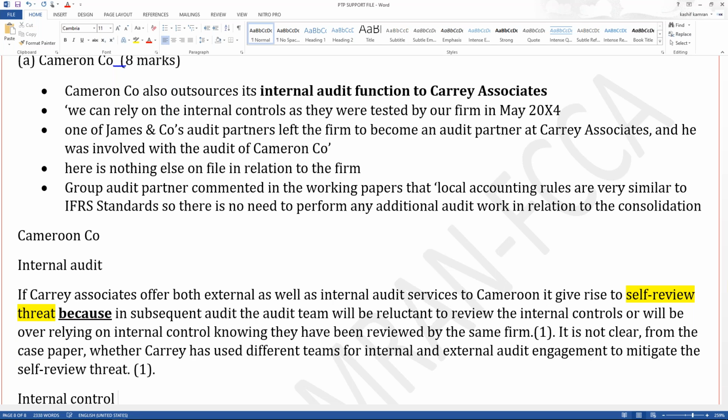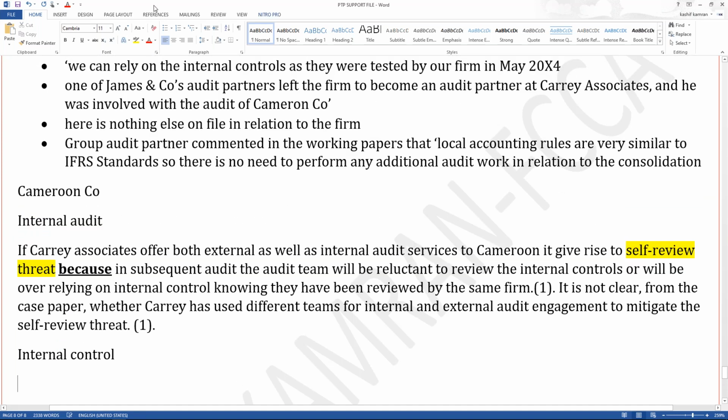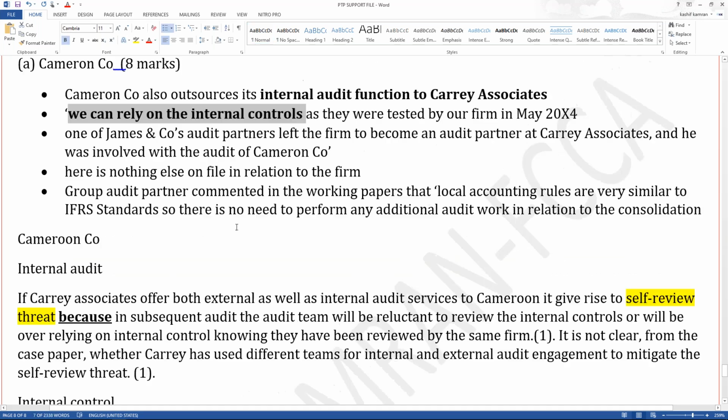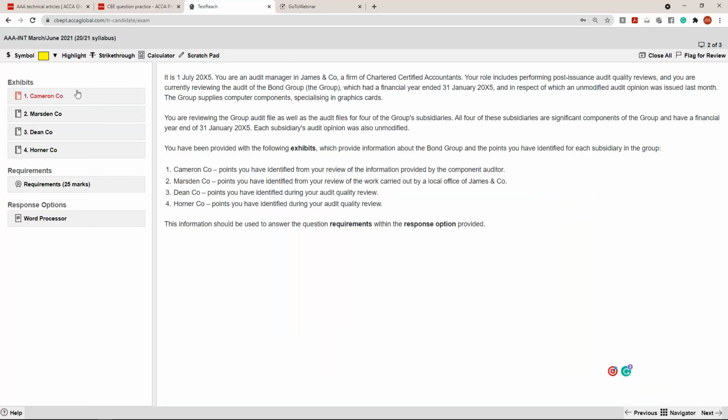Now you need to understand one thing very carefully. This is a judgment, right? We can rely on internal control. Now, this is the judgment of Kerry Associate, the component auditor. And the component auditor is saying we can rely on internal control as they have been tested by our own firm in May 20x4. Now, I want to give you a relevance here. You go back to the case study and you open the exhibit.